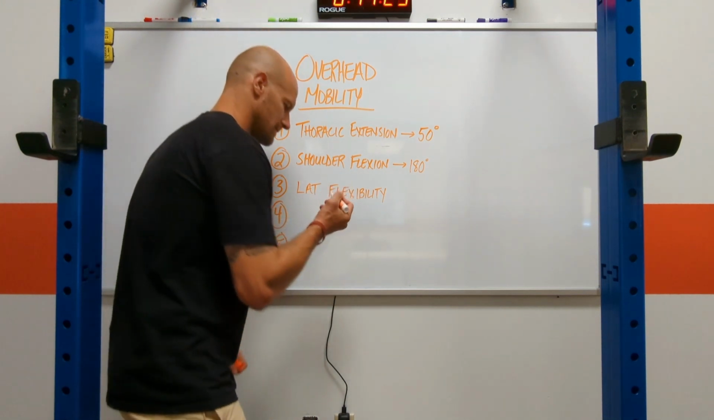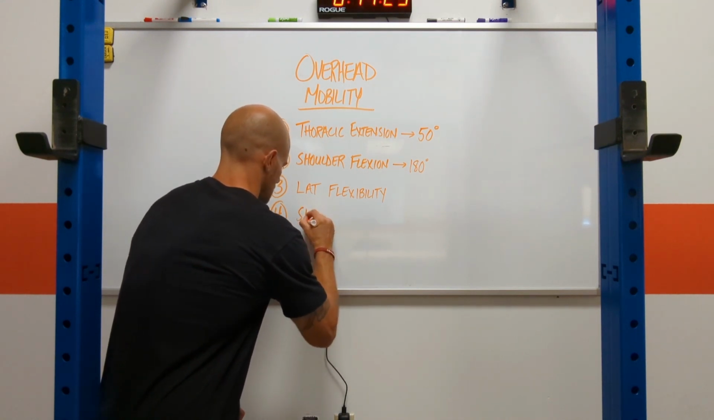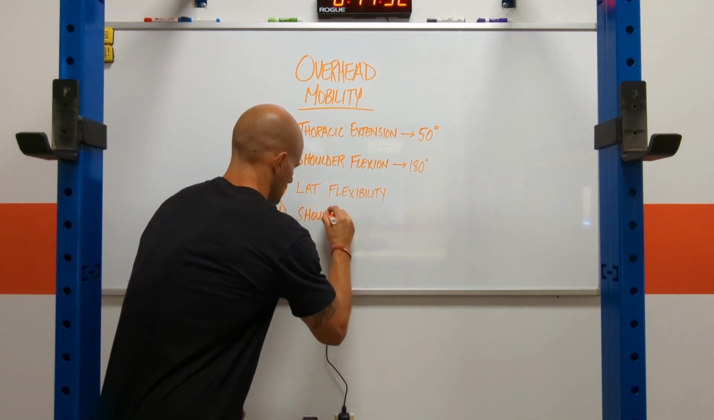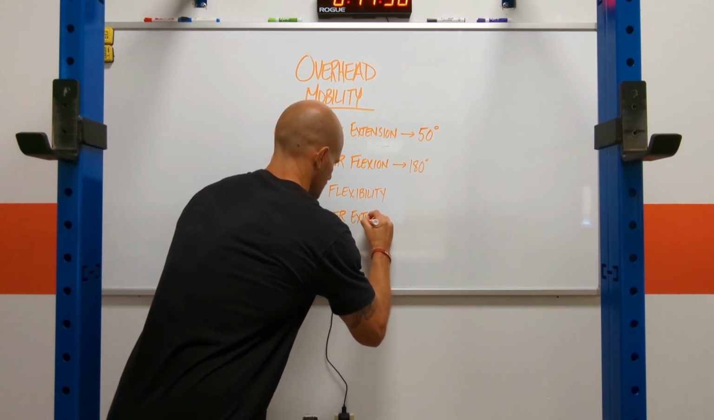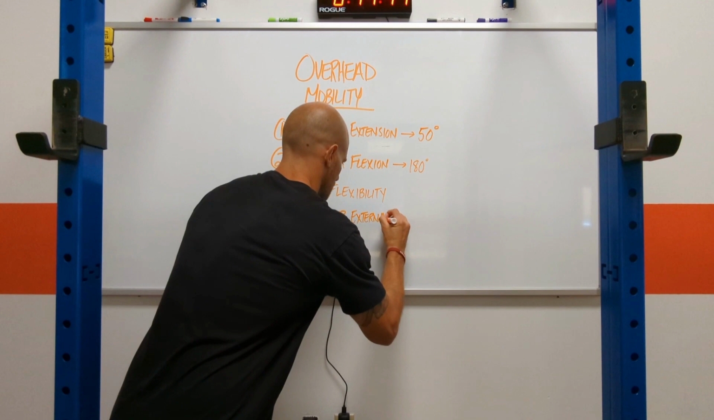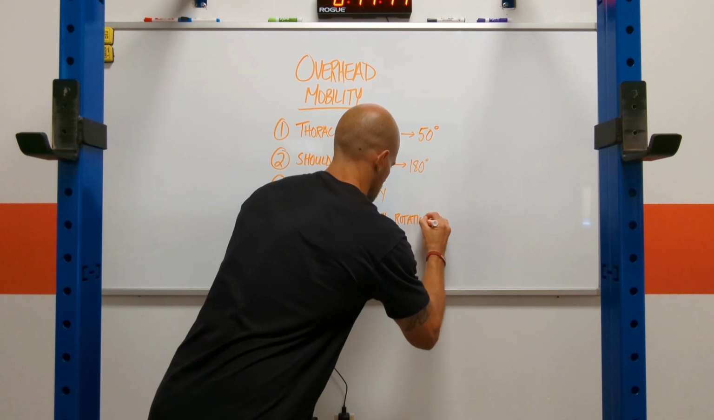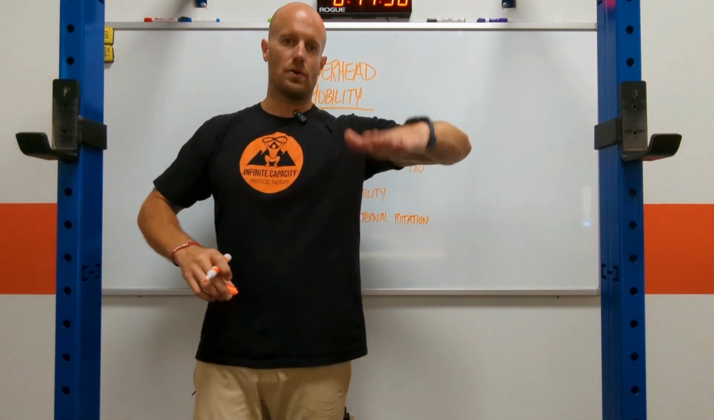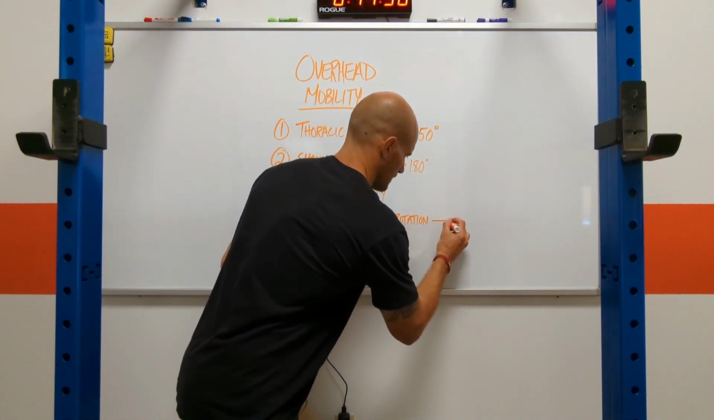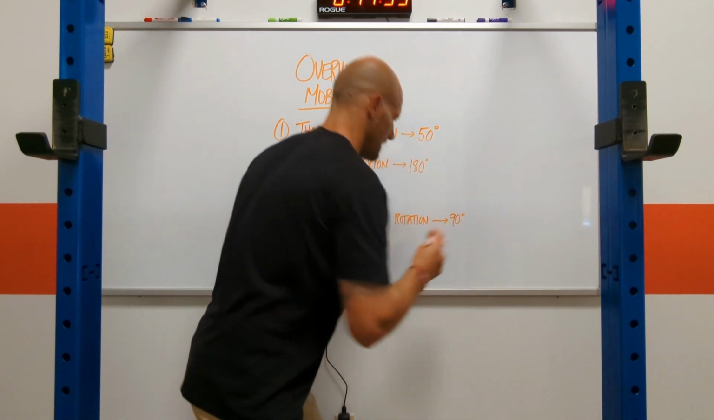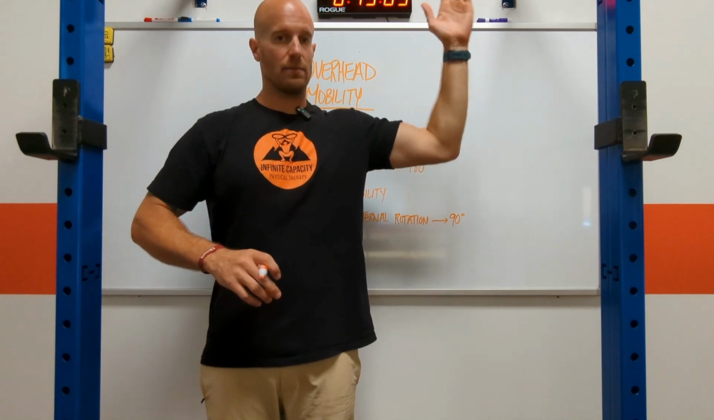Component number 4 is going to be shoulder external rotation, or the shoulder moving back in this direction. And what we want there is at least 90 degrees. So the forearm being able to get completely vertical.